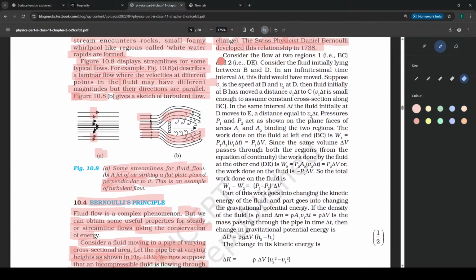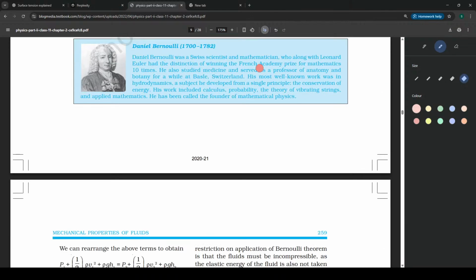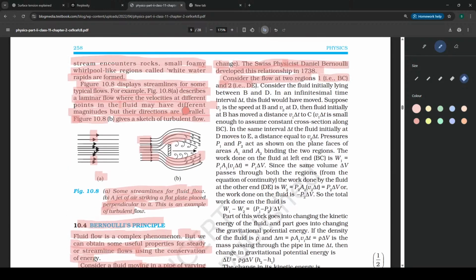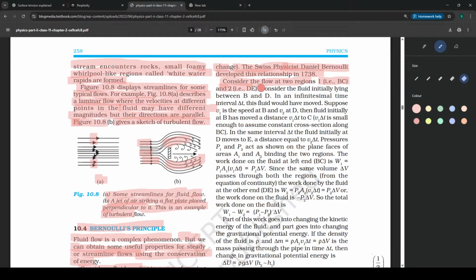The Swiss physicist Daniel Bernoulli developed this relation in 1738. If we consider the flow at two regions, one that is at BC and two that is at DE, let's see the diagram. This is BC and DE, they have different areas. Okay, consider the fluid initially lying between B and D in an infinitesimal time interval delta t. The fluid would have moved.